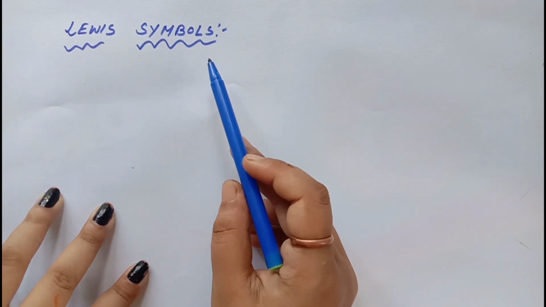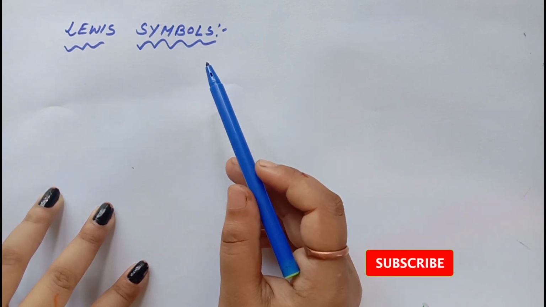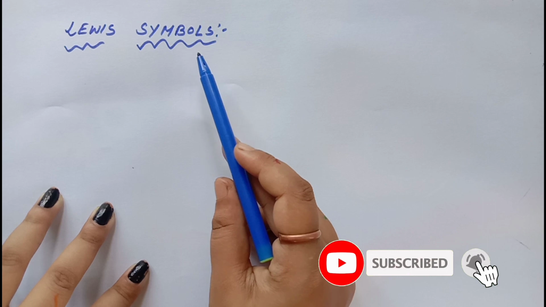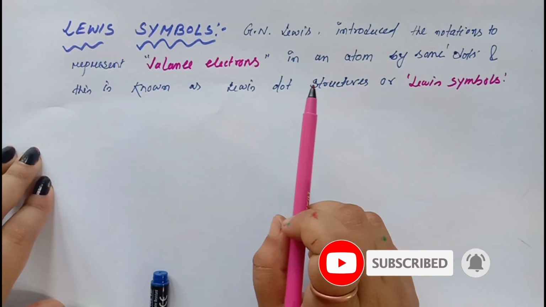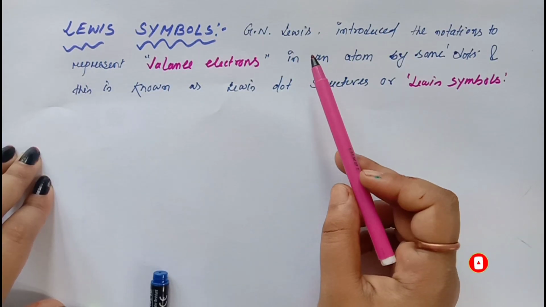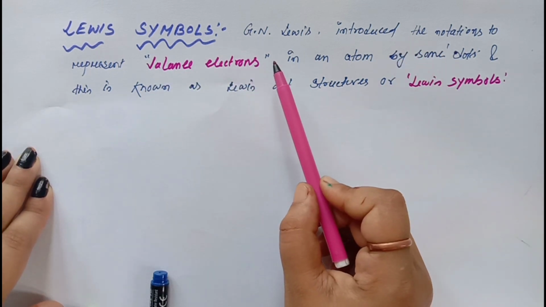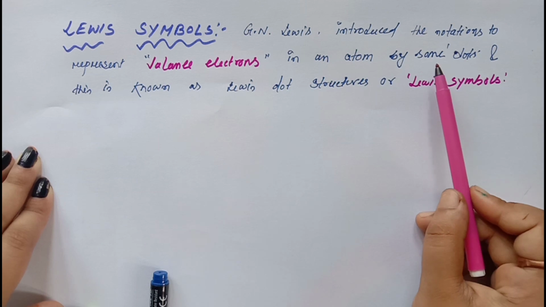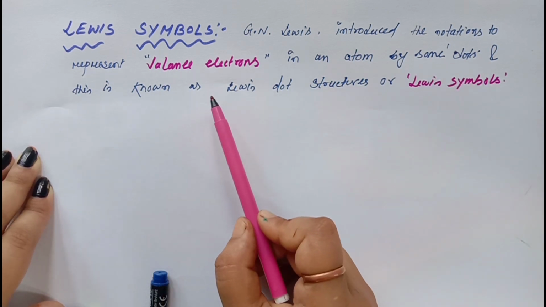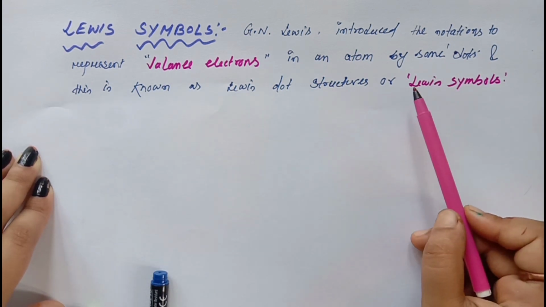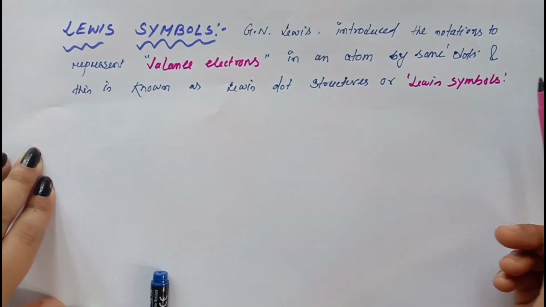Another important term given by the scientist G.N. Lewis was Lewis symbols. The chemist G.N. Lewis introduced the notation to represent valence electrons in an atom by some dots, and this is known as Lewis dot structures or simply as Lewis symbols.